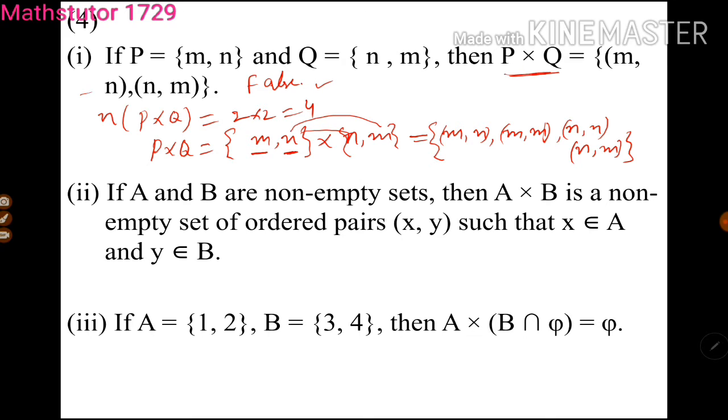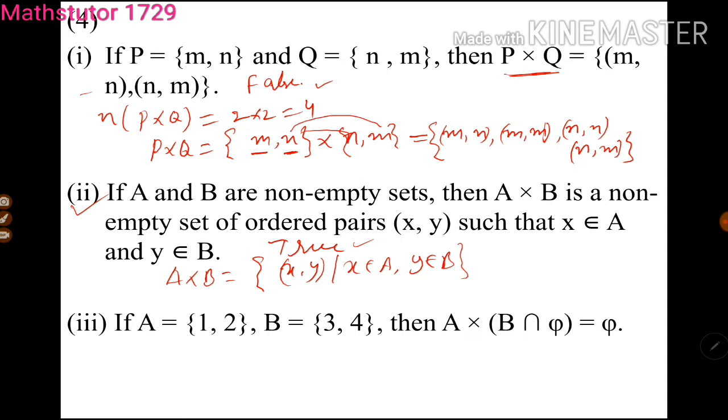Now come to the second statement. If A and B are non-empty sets, then A cross B is a non-empty set of ordered pairs x comma y such that x belongs to A and y belongs to B. This statement is absolutely true. By the definition of ordered pairs, we can say if A comma B are two non-empty sets, then A cross B is defined as x comma y such that x belongs to A, y belongs to B. So this is the definition of the ordered pair. So this is true.